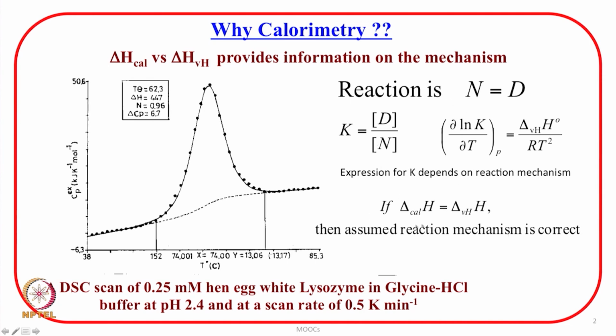And suppose if these two enthalpies do not match, then what we do is we need to go back and correct our mechanism and see if still there is a match between the calorimetric enthalpy and Van 't Hoff enthalpy or not. And if it does not match, we just keep on correcting our reaction mechanism till there is a match, and this is how this comparison of calorimetric and Van 't Hoff enthalpy establishes the reaction mechanism.